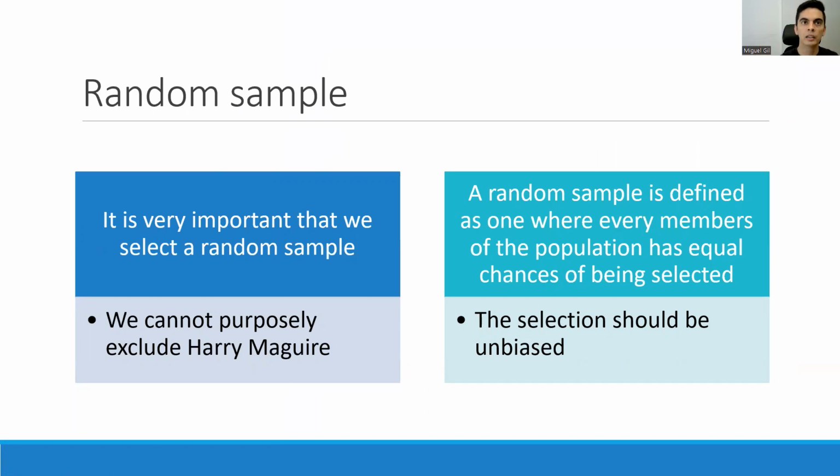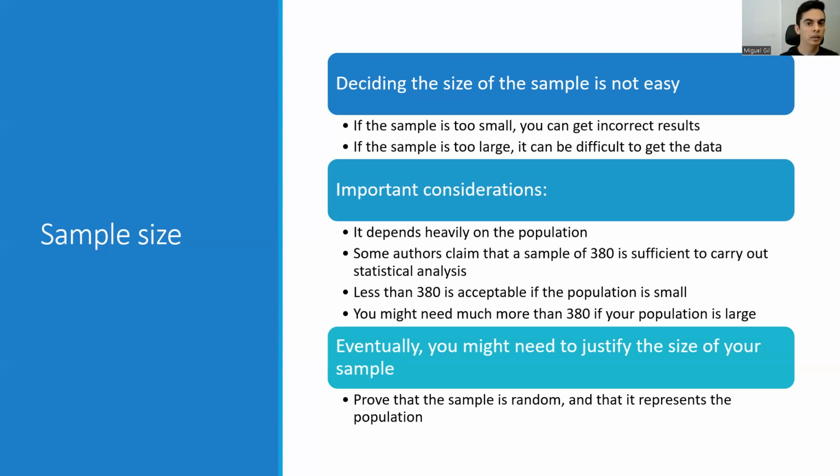Because imagine that the 500 are only men. If for your study it's important to have men and women, then it doesn't work, because you are excluding women.